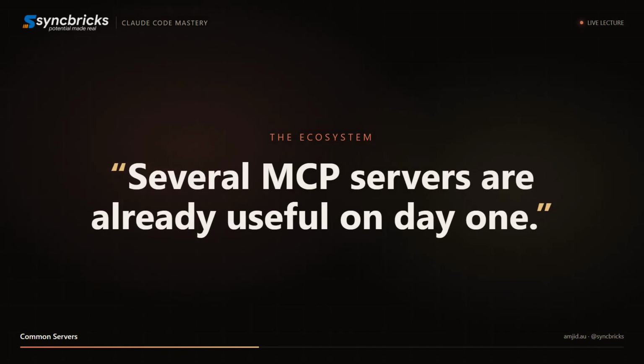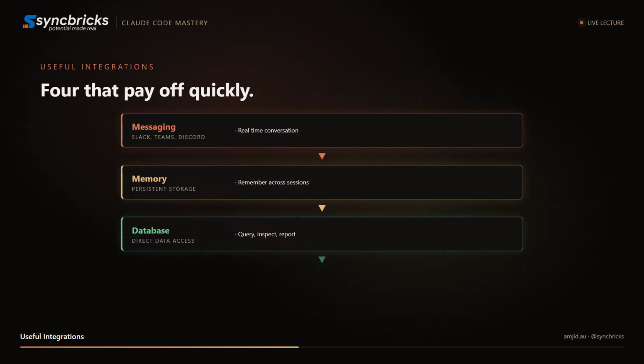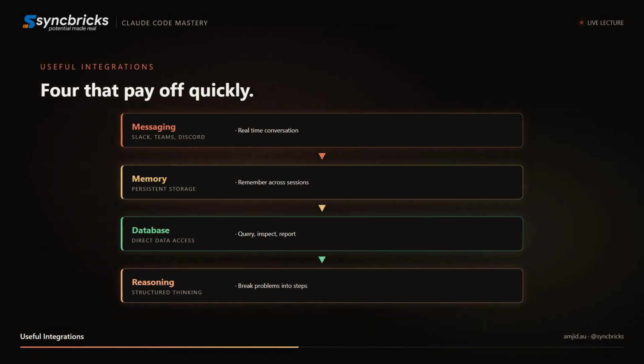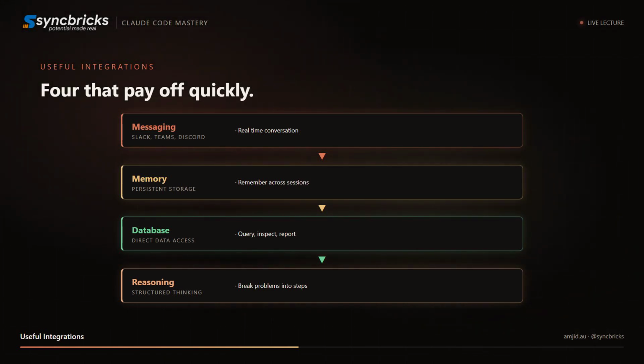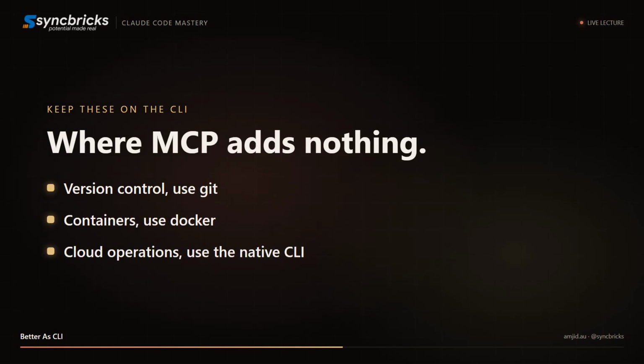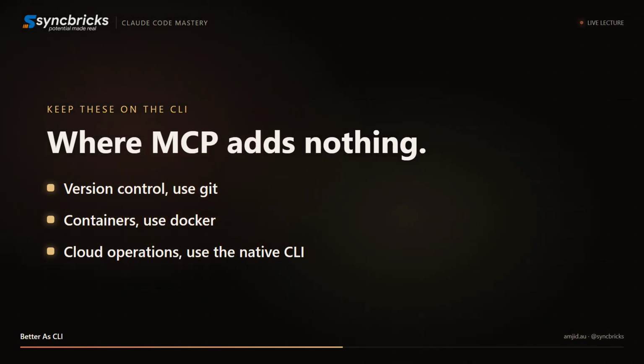There are several commonly used MCP servers. Some are particularly useful. For example, messaging integrations allow you to send and receive messages in real time. Memory servers enable persistent storage across sessions, allowing Claude to remember information over time. Database integrations allow direct access to structured data. Reasoning tools enhance how the system analyzes complex problems. Other integrations may exist, but some are better handled through command line tools instead. For example, version control, container management, and cloud operations are often more efficient through native command line interfaces.